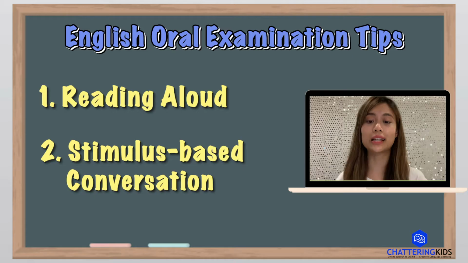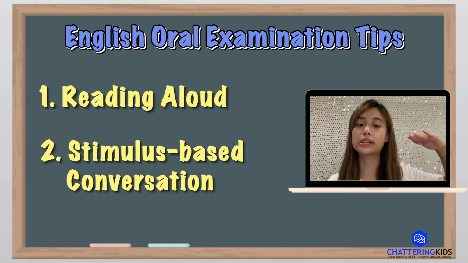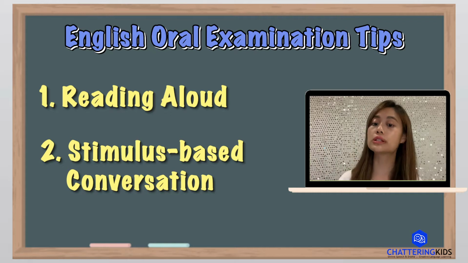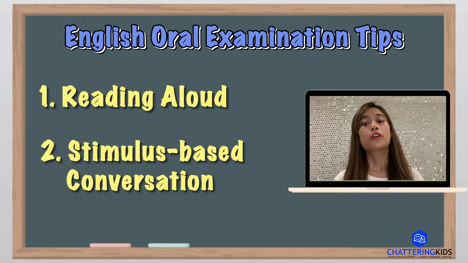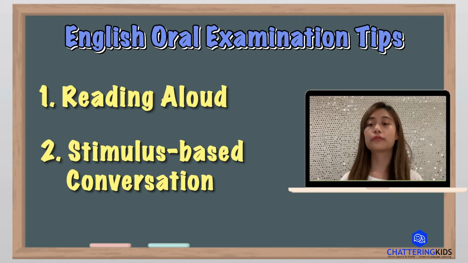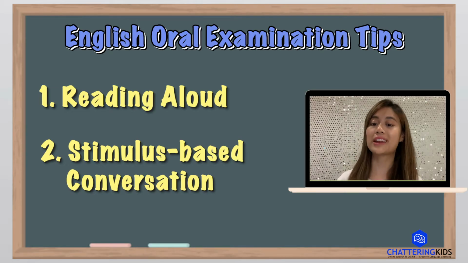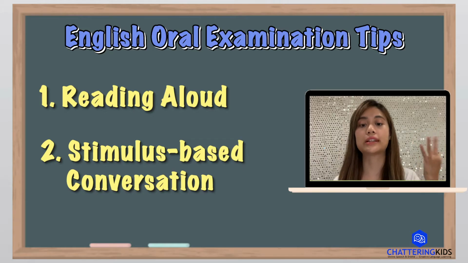For the reading aloud section, students are given a passage and they have to read to the examiner. For the stimulus-based conversation section, students will be presented with a visual to discuss, and could be given an advertisement, a photo, or a graph. The examiner will then ask 3 questions related to it.